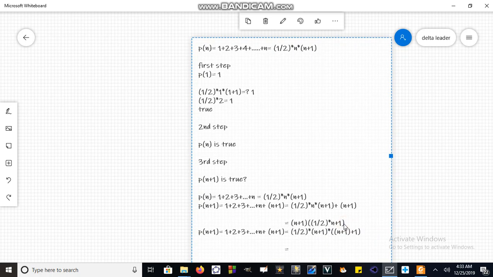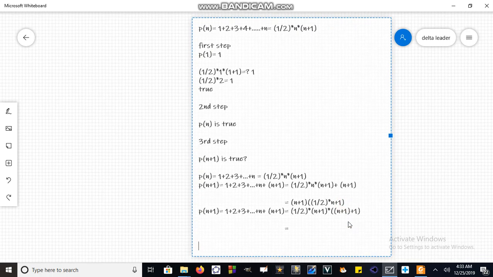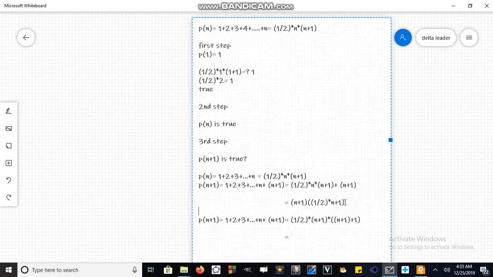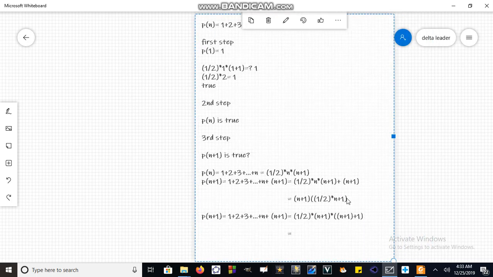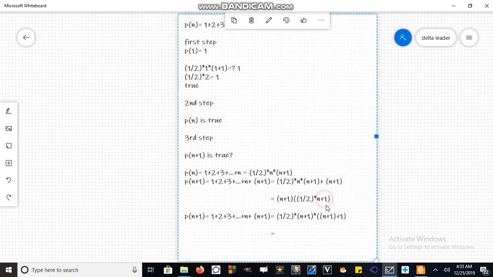I'm silent because this reminds me of something. Guys, please observe these two terms. Observe these two terms, this term and this term. We have n plus 1, we have half. We have n plus 1. So if we multiply this by half, we should have the same thing as here.